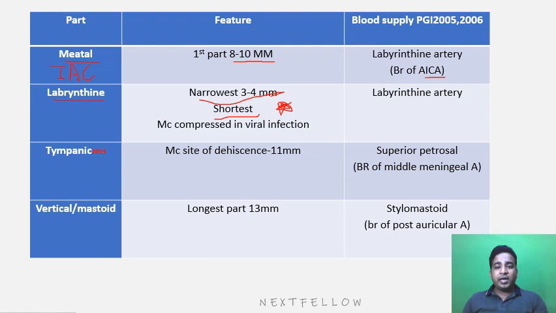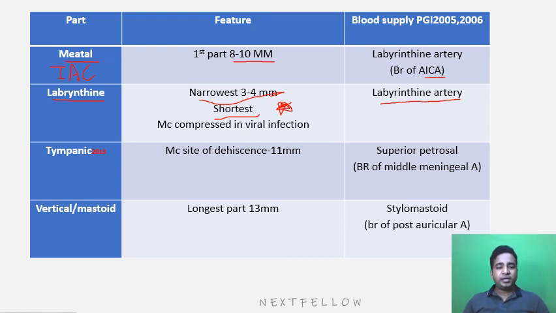And this part again is supplied by the labyrinthine artery. Just try to remember the inner ear, the facial nerve in the internal auditory canal, and the labyrinthine part. These all are supplied by the anterior inferior cerebellar artery branches. And these facial nerve parts are supplied by the labyrinthine artery. But AICA, the anterior inferior cerebellar artery, is the artery responsible for supplying the inner ear or related branches.